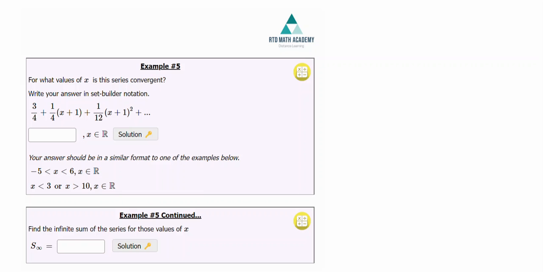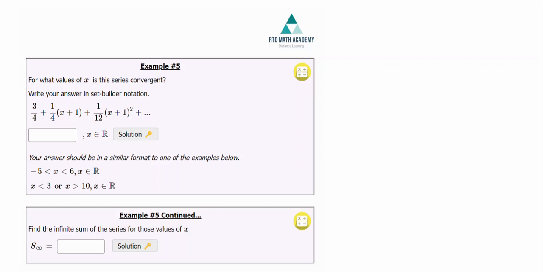This question says, for what values of x is this series convergent? And we're supposed to write our answer in set builder notation. Okay, so in the last questions we just had numbers. We didn't have the variable x going on in every one of these. But that's what we're trying to find out. We want to say, what values of x would make this series converge on a single number when you added them all together?